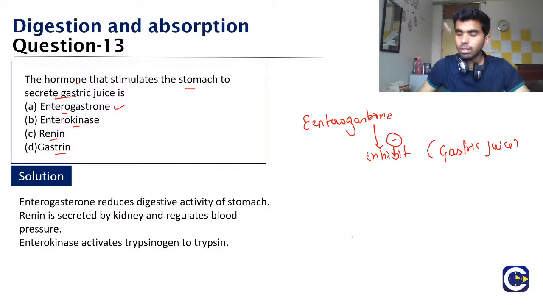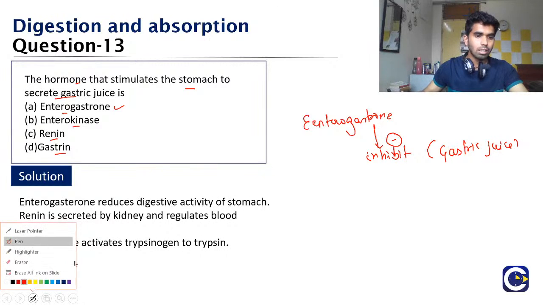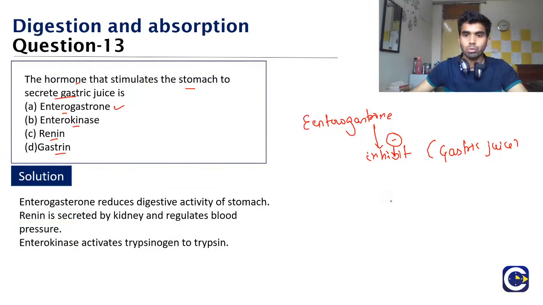Yes, Jivita, very well. Option is D. So there has to be another counter regulatory hormone that should increase the secretion, isn't it? And that counter regulatory hormone that increases the secretion is gastrin. So gastrin increases the secretion.